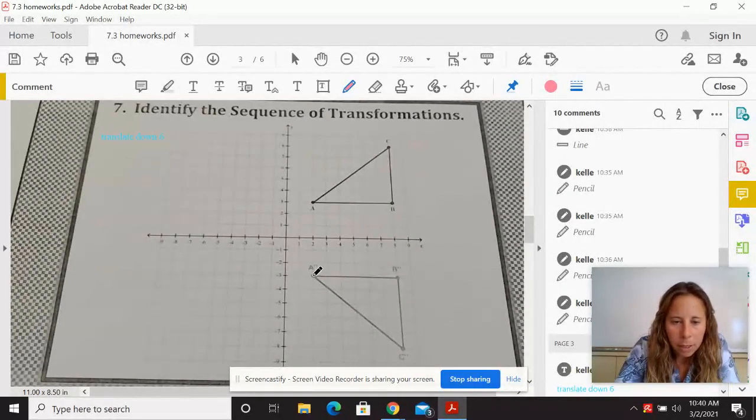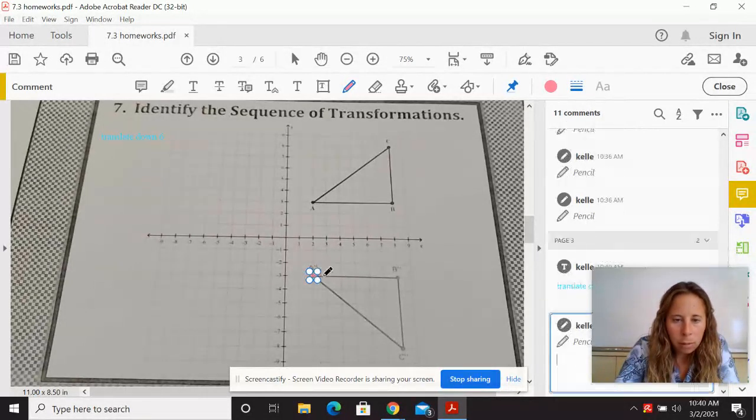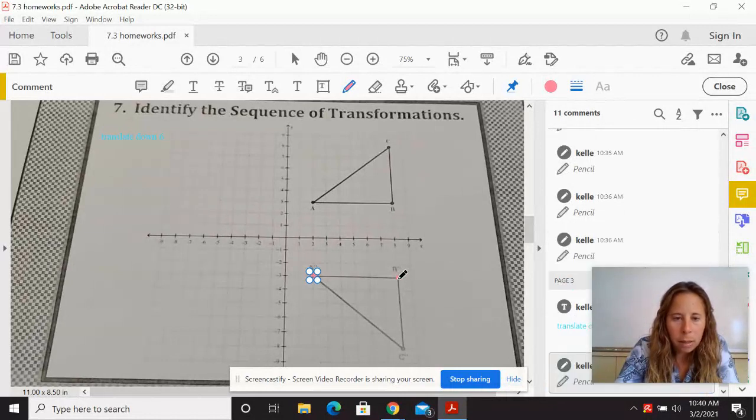It's like, I want these to match up. So A would be here, B would be here. I'm going to translate them right on top of this line, moving them down 6. And then C, I would also move down 6. So it's at 8 right now, so it would be at 2.